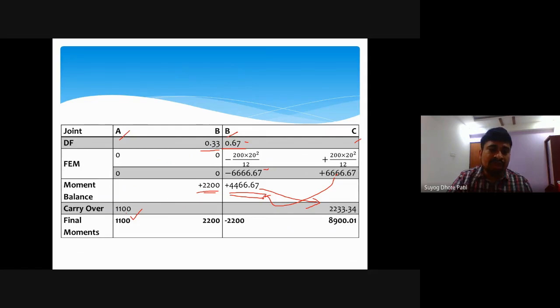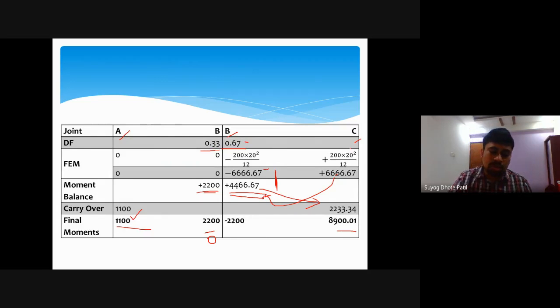Finally, we sum all the moments and calculate the final moment. So 0, 0, 1100, finally it is plus 1100. Here it is 2200, and the difference is minus 2200, so it is 0. So it is nullified, and our calculation is okay. And at joint C, again it is not hinged, it is fixed. That's why a moment is present. So 8900.01 kilonewton meter will be the moment present at joint C. These will be the final end moments.